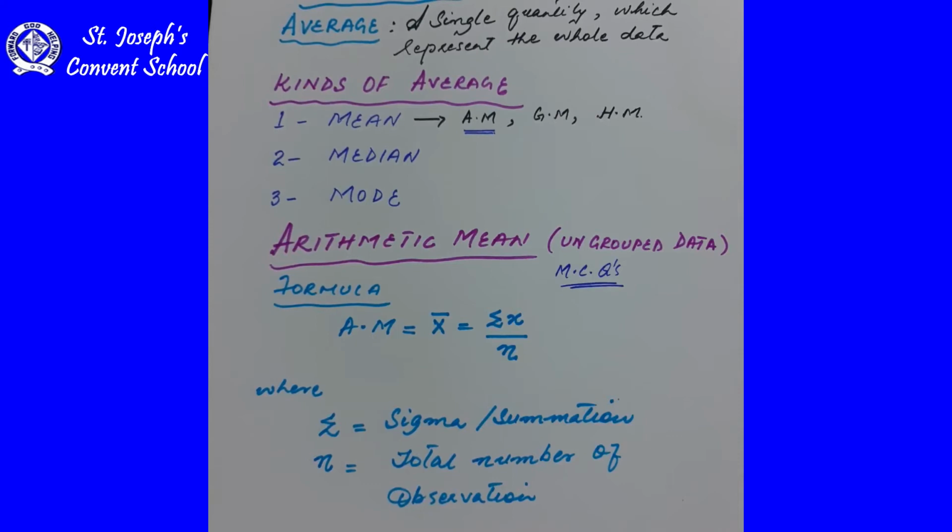Now I will give you the example. When numbers are given, that is known as data. When numbers are given, how to find the value, how to find the arithmetic mean. Okay, so this we are going to do.